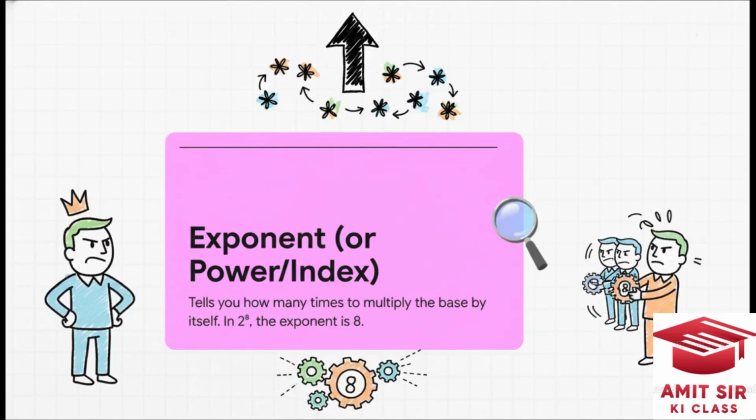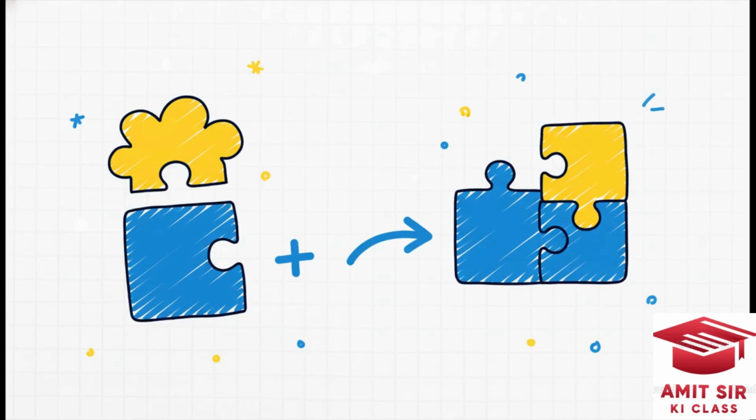And that little floating number, well, that's the exponent. Sometimes people call it the power or the index, too. Here, it's the 8. The exponent is basically the instruction manual. It tells the base, all right, buddy, you need to multiply yourself 8 times. It's the boss of the whole operation. So when you put the base and the exponent together, just like this, you get what we call the exponential form. It's this super compact, really tidy way to represent what could be a massive number.